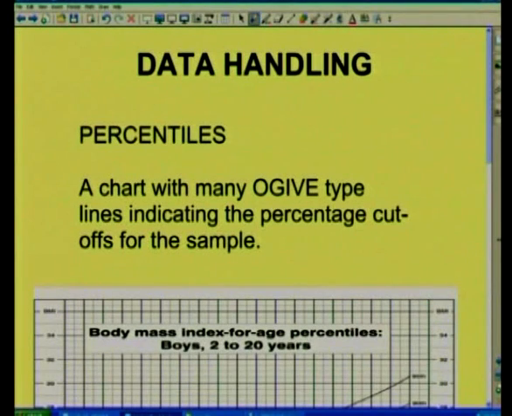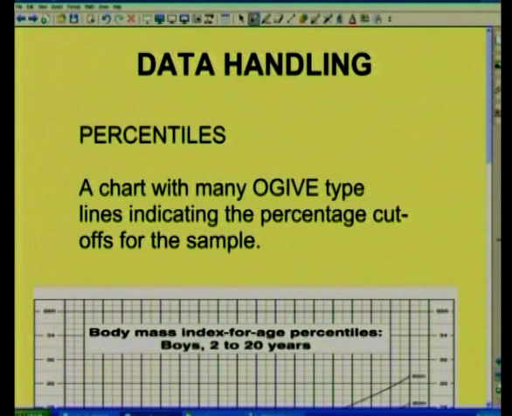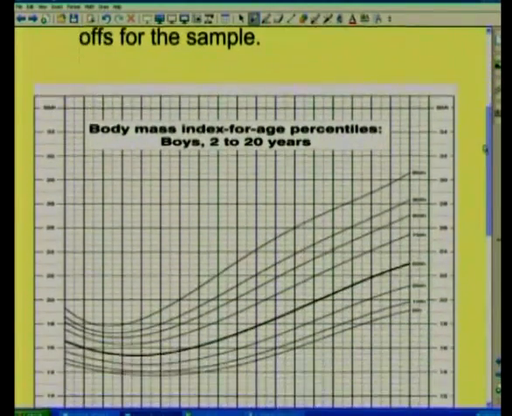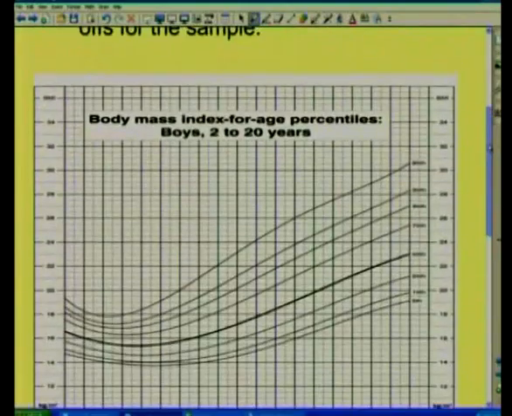Moving on, we're going to look at a fourth representation of data, and that is in a chart known as a percentile chart. Now, percentile charts are very much like ogives. In fact, they are ogives, just ogives with many different lines on them. A chart with many ogive-type lines indicating the percentage cutoffs for a sample. Let's have a look at a real-life example of a chart.